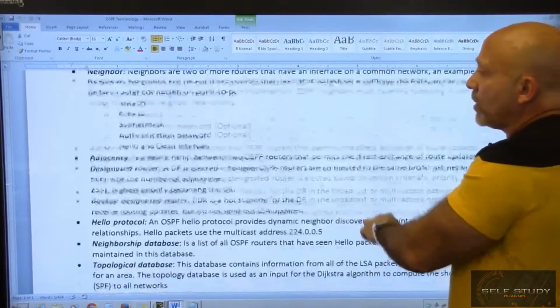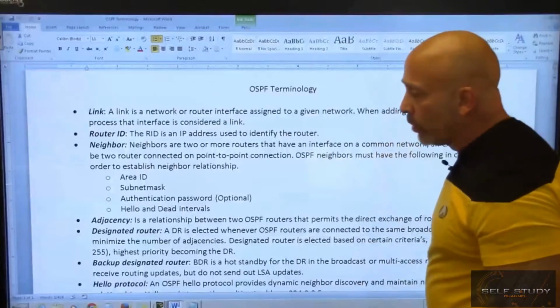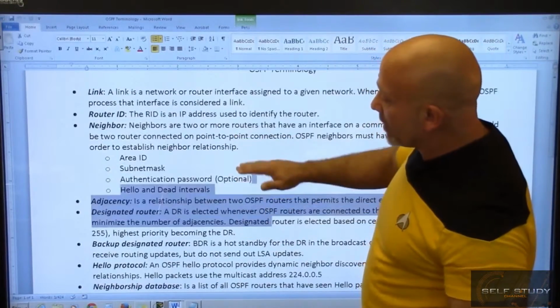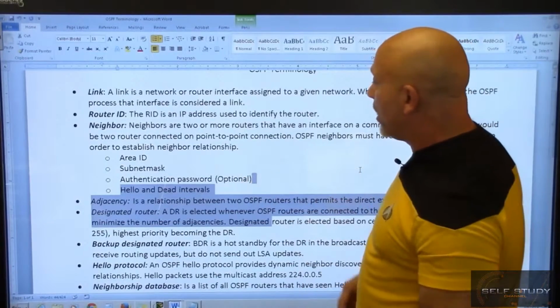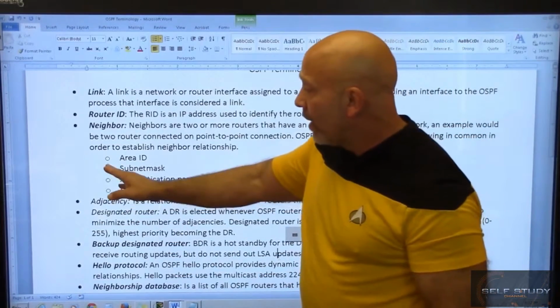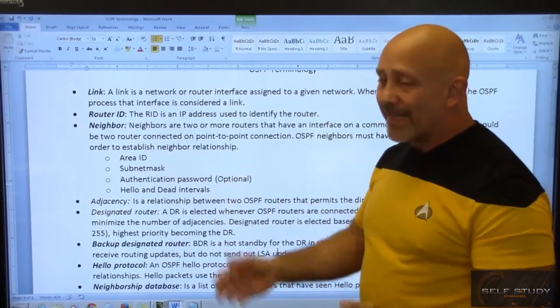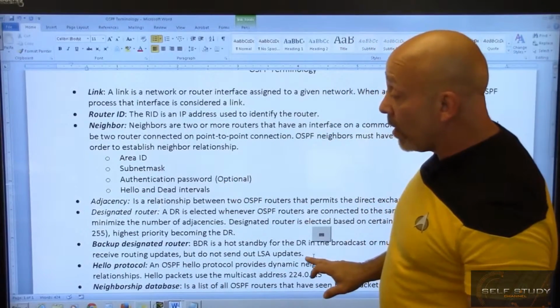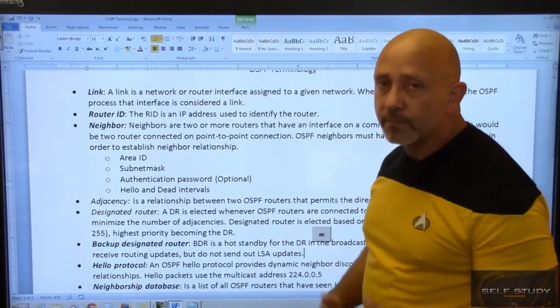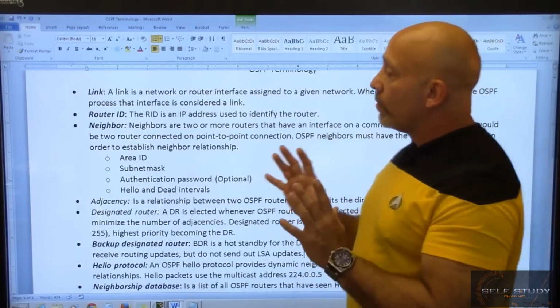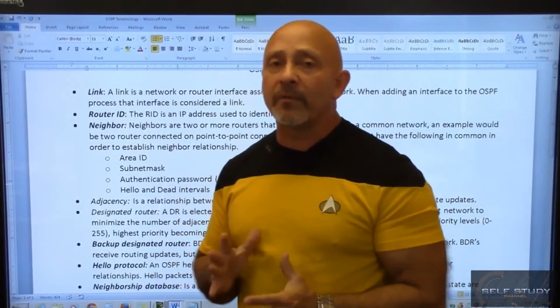So there's our terminology, and this will be made available to you. Be familiar with everything, obviously, but there are certain things that you will see on the test, like these criteria: the area and the hellos, the router ID, and the DR and BDR. You need to know about these. This is the terminology about OSPF that you need to be aware of.